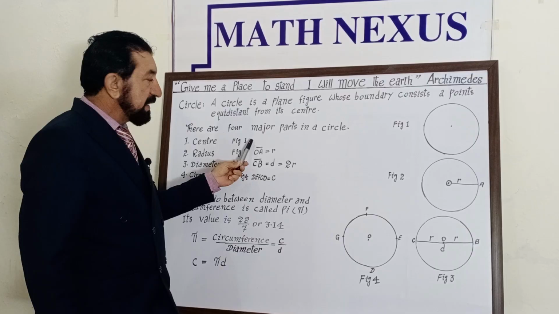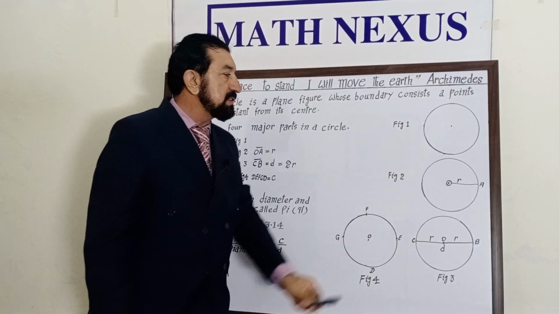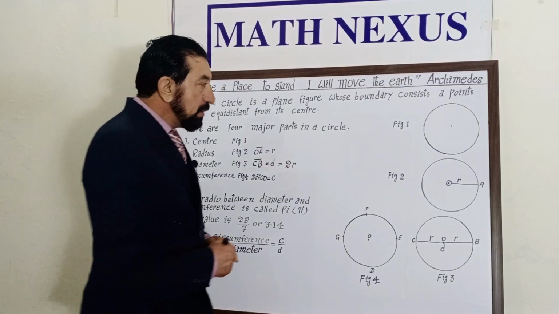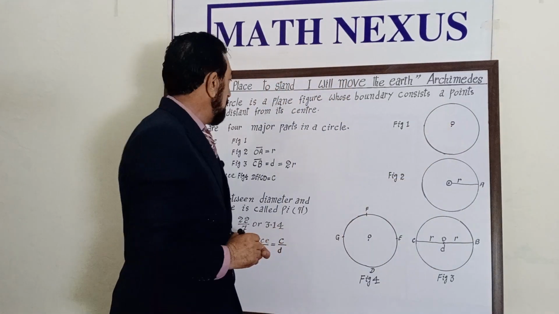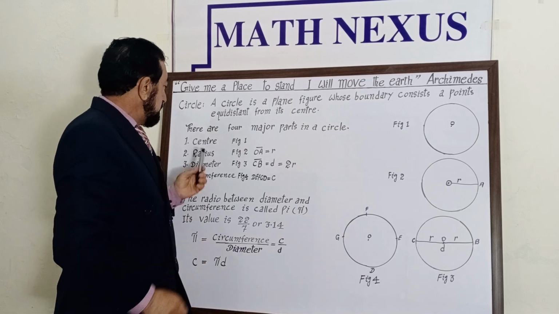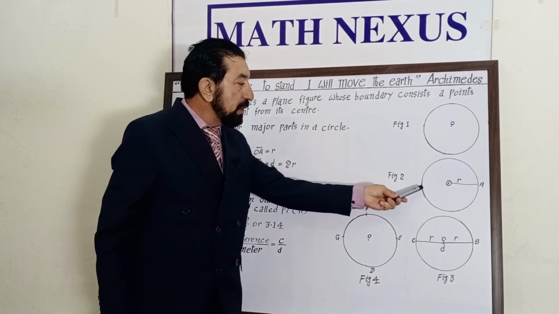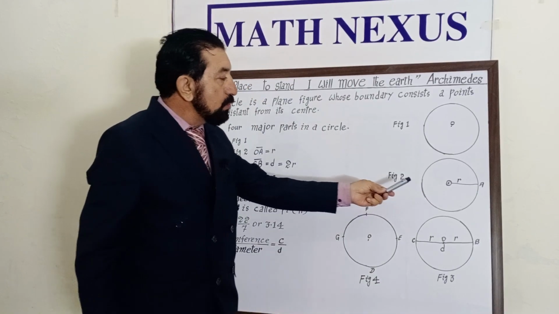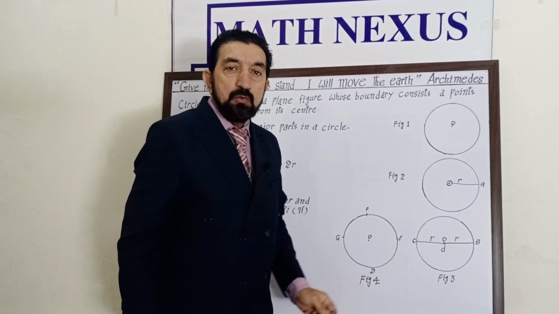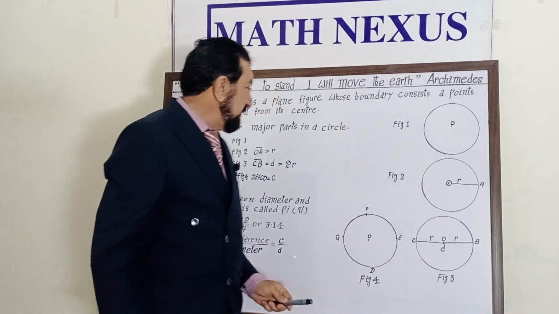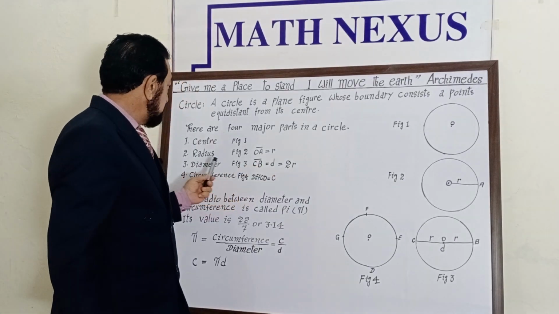First, center, as in figure 1. This is the center, denoted by O. Second is radius, as shown in figure 2. Radius is equal to OA. OA is equal to R. R means radius.